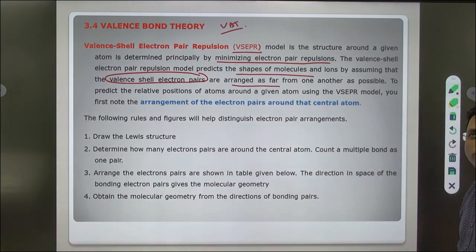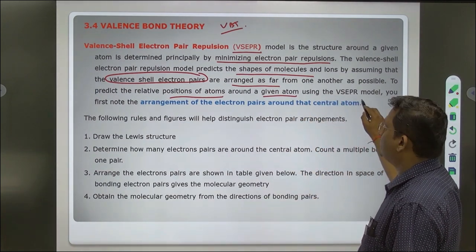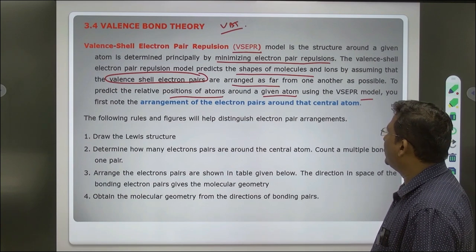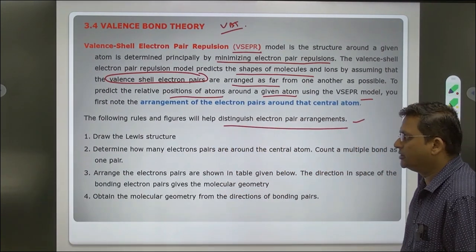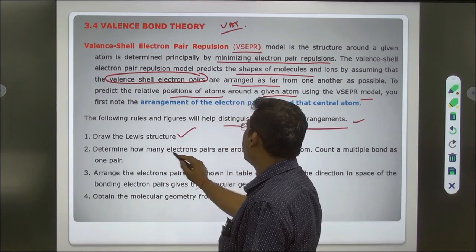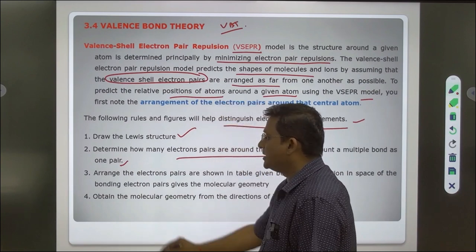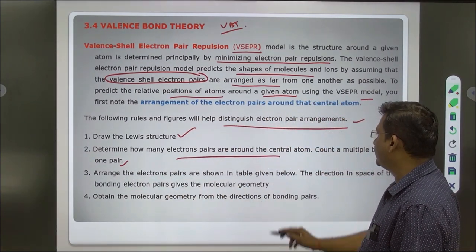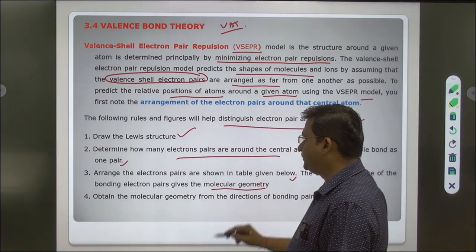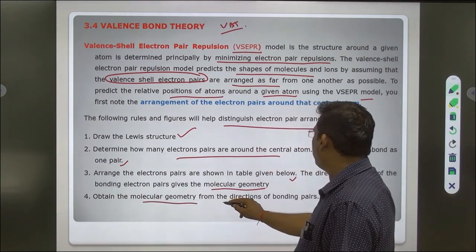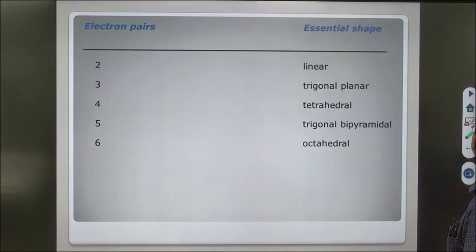To predict the relative position of atoms around a given atom using the VSEPR model, you first note the arrangement of the electron pairs around the central atom. The following rules and figure will help distinguish electron pair arrangements. Draw the Lewis structure. Determine how many electron pairs are around the central atom. Count the multiple bonds as one pair. Arrange the electron pairs as shown in the table given below. The direction of the bonding electron pairs gives the molecular geometry. Obtain the molecular geometry from directions of bonding pairs. See in the next slide.